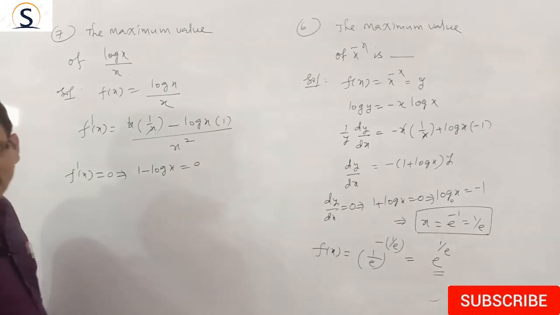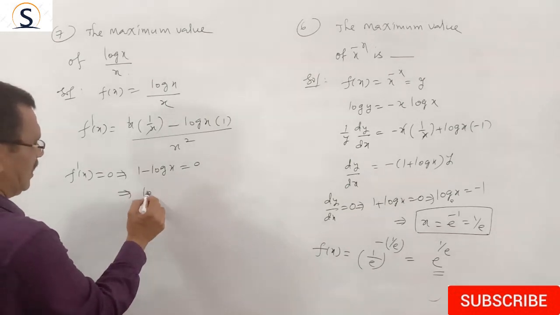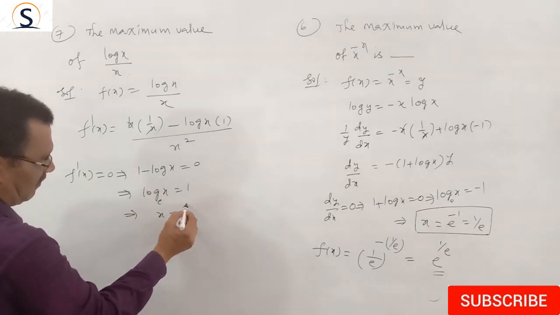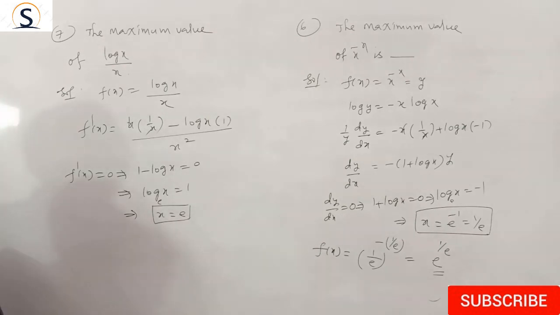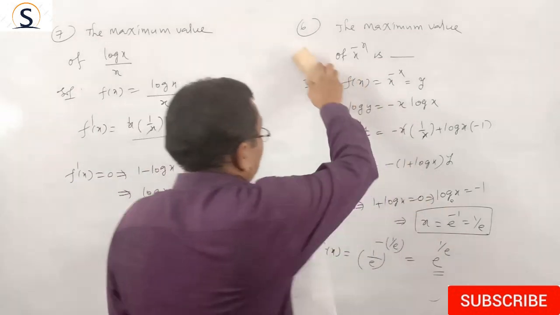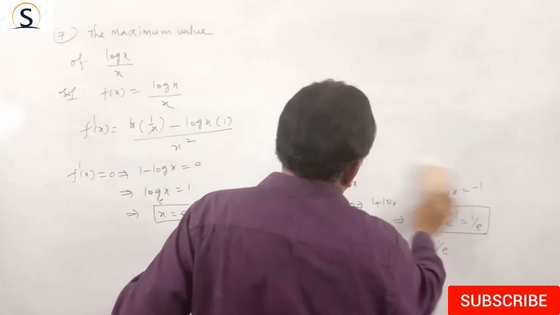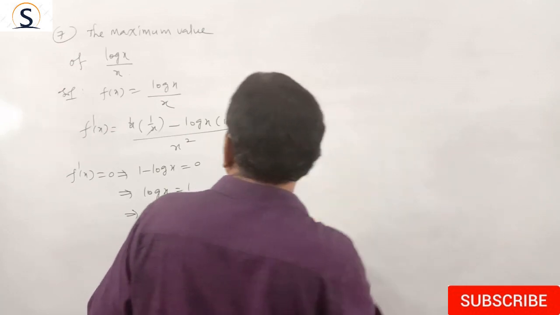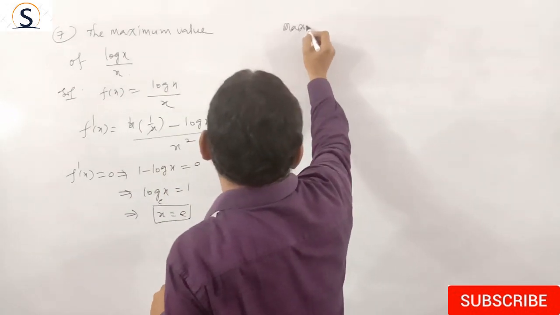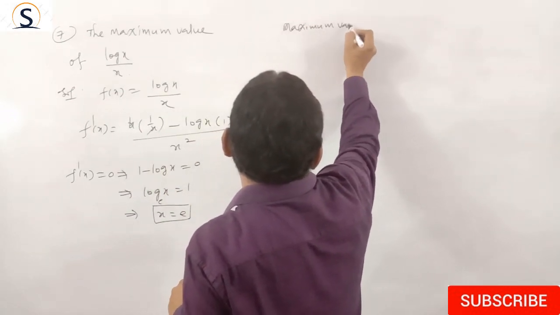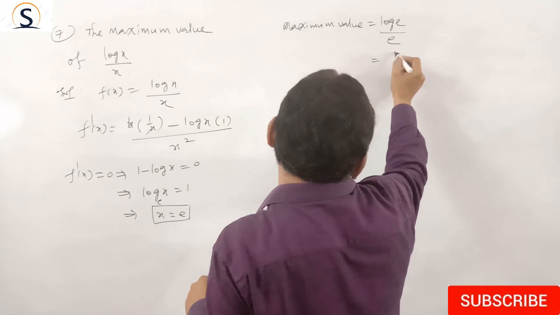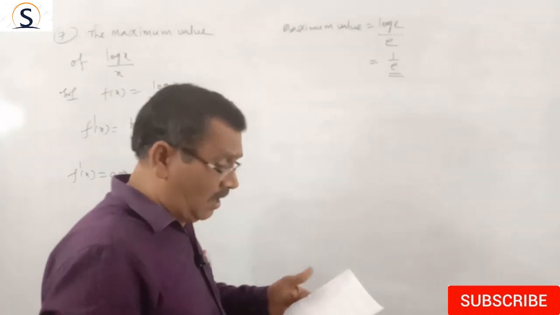f dash of x is equal to 0 implies, this x cancels, 1 minus log x by x square is equal to 0, then cross multiplication becomes 0. Therefore, log x is equal to 1. That means x is equal to e to the power of 1, or x is equal to e. Right? Now, we want the maximum value. Therefore, substitute x is equal to e in the function: log e by e. Therefore, the maximum value is equal to log e by e. Log e to base e is 1. So, 1 by e is the answer.